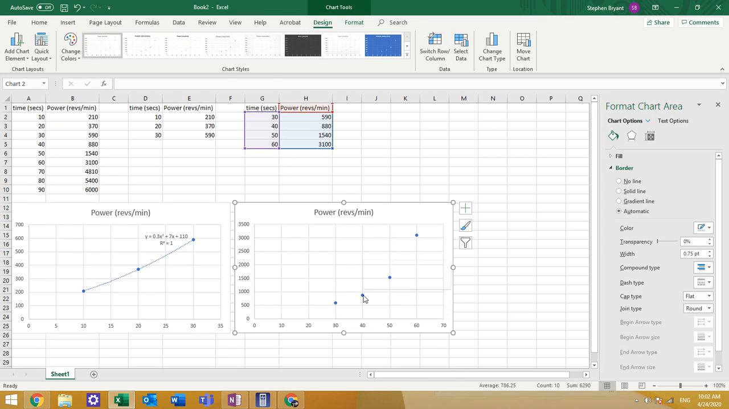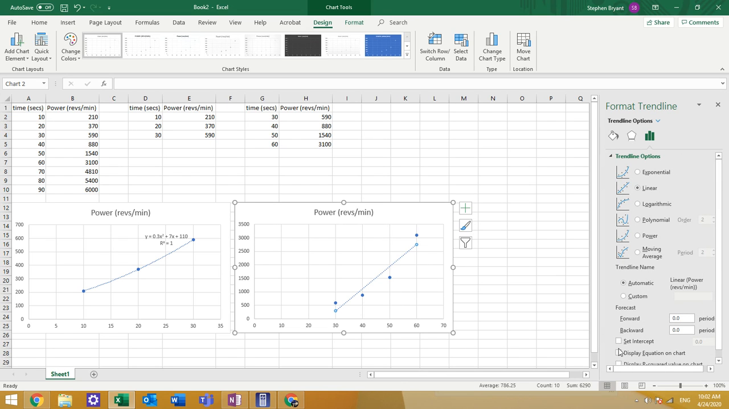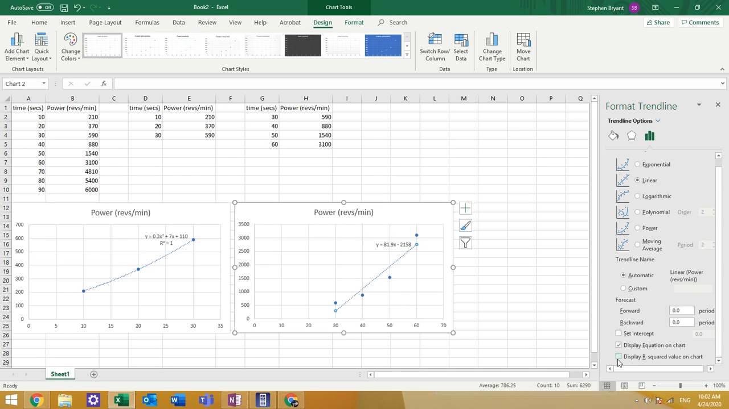Okay, right click on a point, add a trend line, and let's put the intercept and the equation and R squared straight away on the screen. So linear, no good because we're not doing linear models. Let's try polynomial. Ooh, 99%. That seems pretty good. Let's see if we can do better. Okay, power, 95%. Not as good. Exponential, 98%.